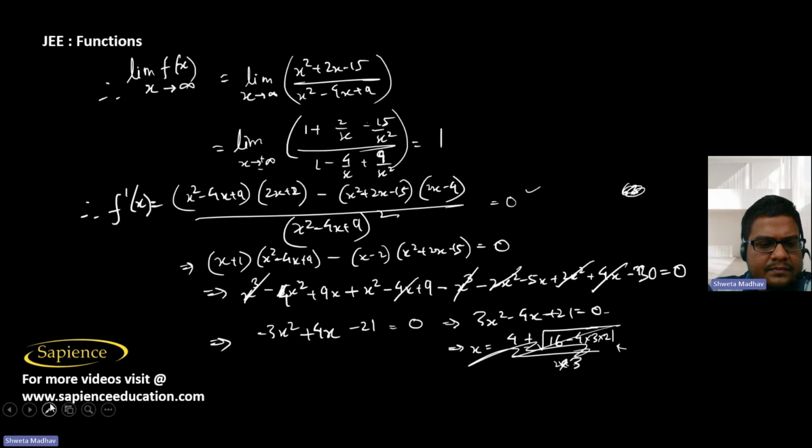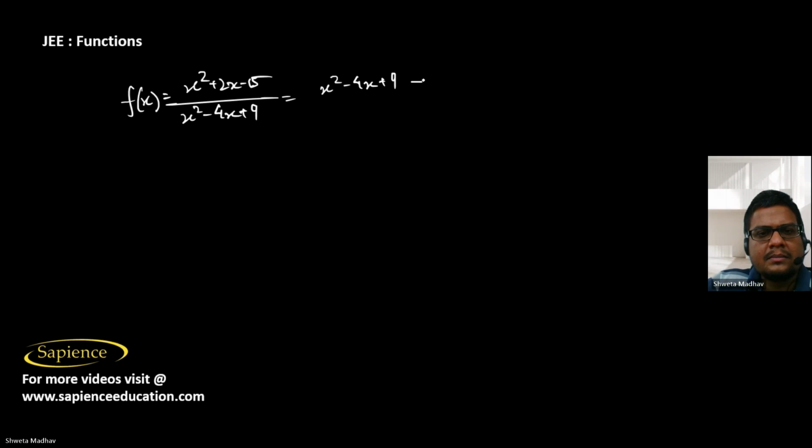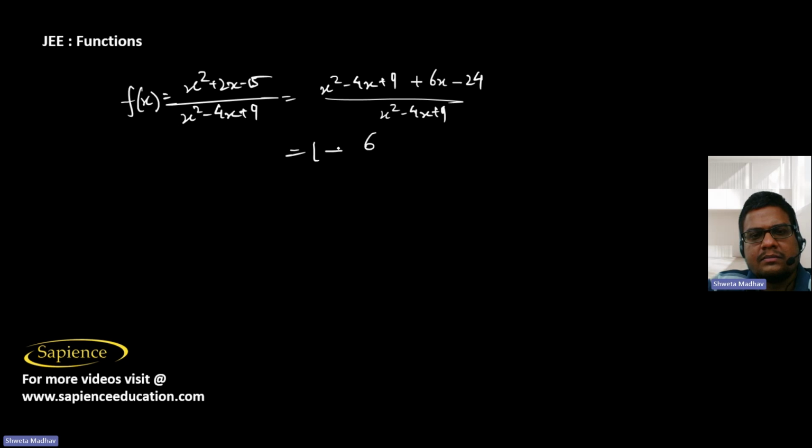Actually, we can write f of x, which is x square plus 2x minus 15 divided by x square minus 4x plus 9. This can be written as x square minus 4x plus 9 plus 6x minus 24 divided by x square minus 4x plus 9. So this will be 1 plus 6 into x minus 4 divided by x square minus 4x plus 9.